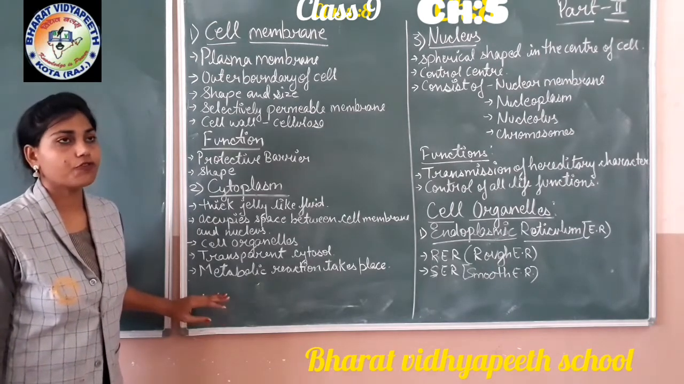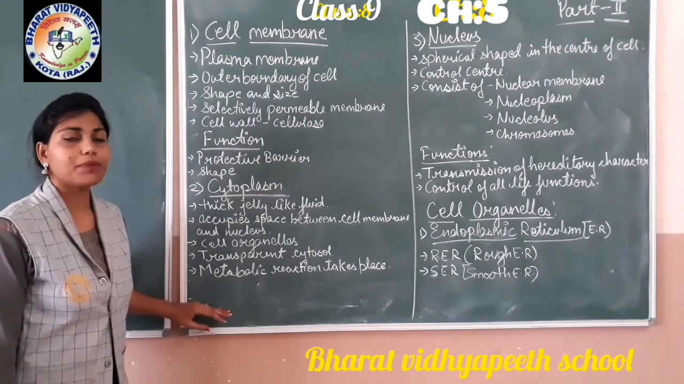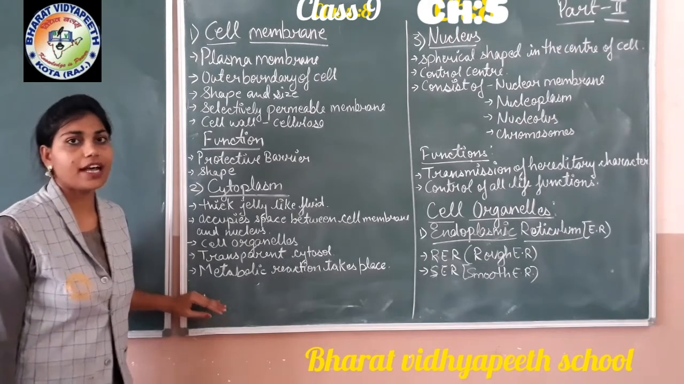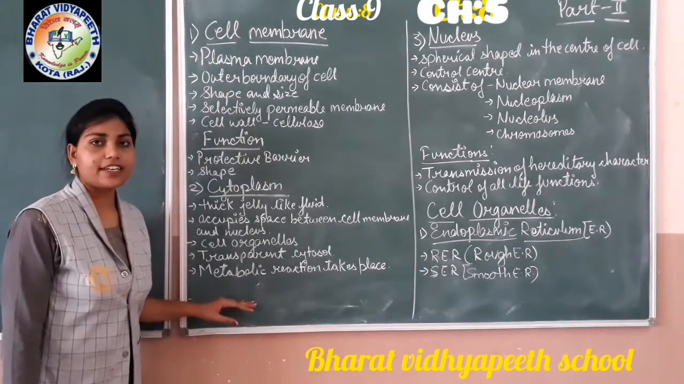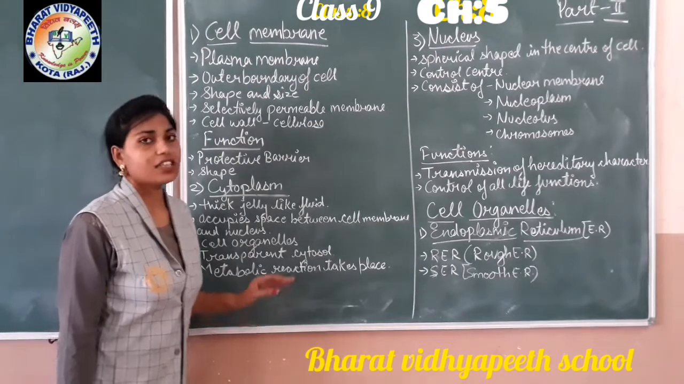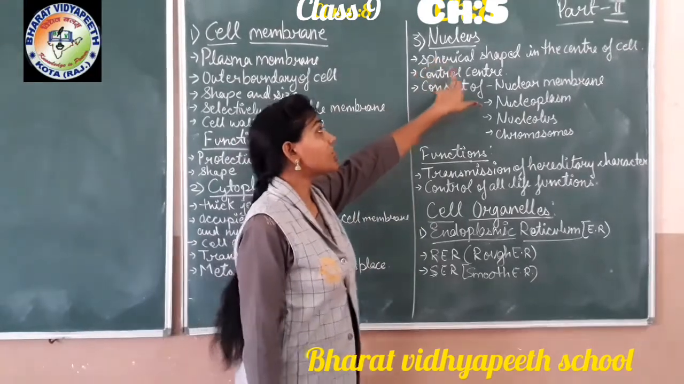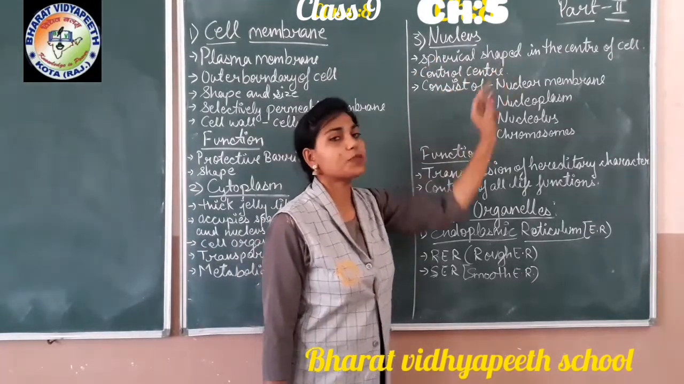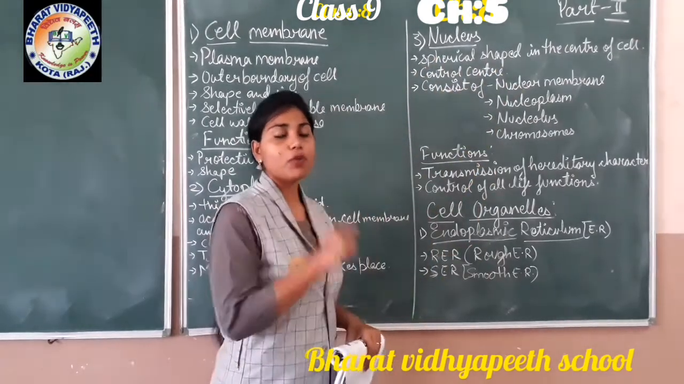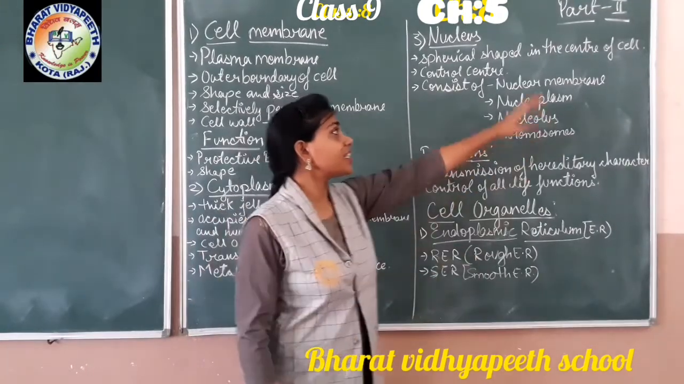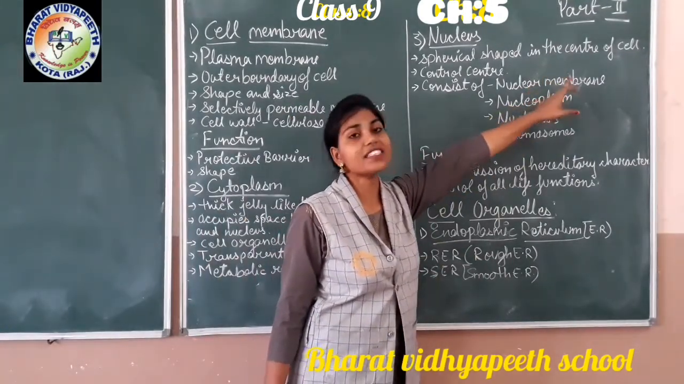Protein, synthesis of fat, dissolving, converting them to the simple form. All these activities are done inside the cytoplasm. After this, our next thing is the nucleus. The third part of our cell is the nucleus. What is a nucleus? The nucleus is a spherical or round shape present in the center of the cell.